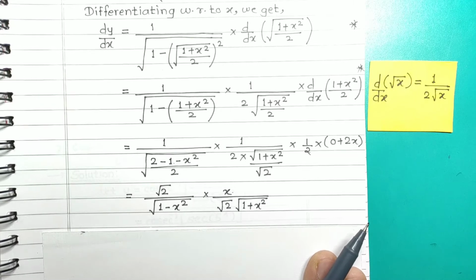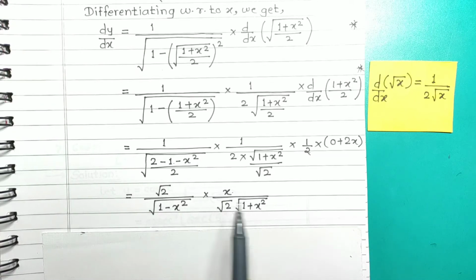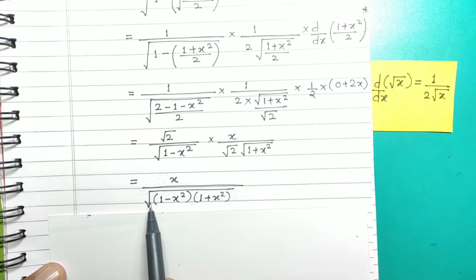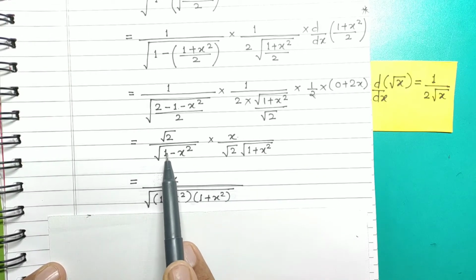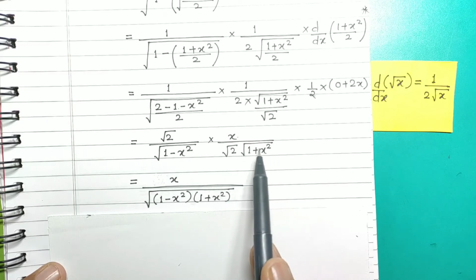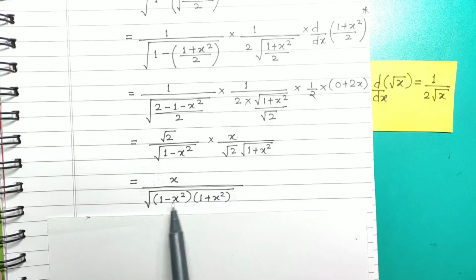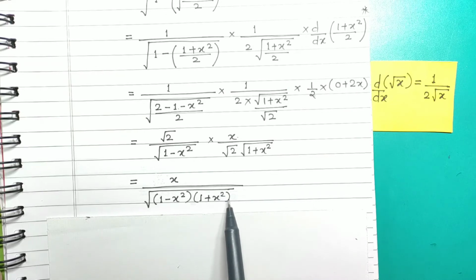Then let's cancel this root 2 to get x upon, see, x upon square root of root of 1 minus x square into root of 1 plus x square. We can write these roots as root of (1 minus x square) into (1 plus x square).